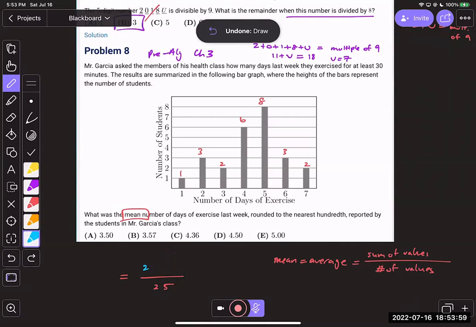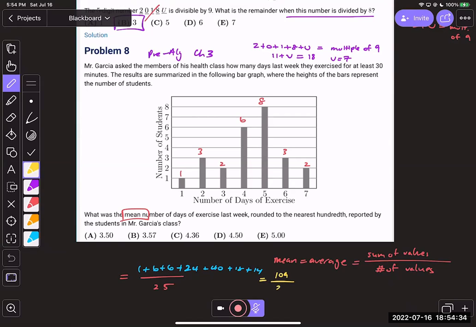Especially once you get to 4 or 5, things get a little bit more difficult, right? So you can just do 1 plus, 3 times 2 is 6, plus 24 plus 40 plus 18 plus 14. That's still a lot to do, but it's a lot nicer than having to add all those 25 different numbers together, right? Okay, so what is this equal to here? I got 109. 109 is correct. So you're looking at 109 over 25.